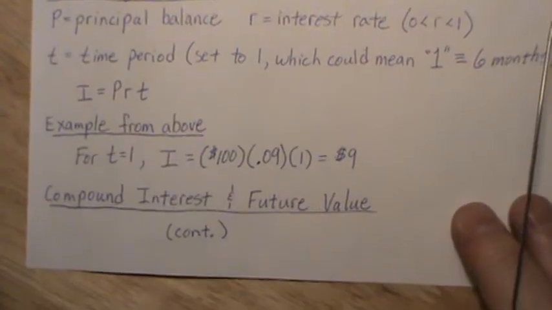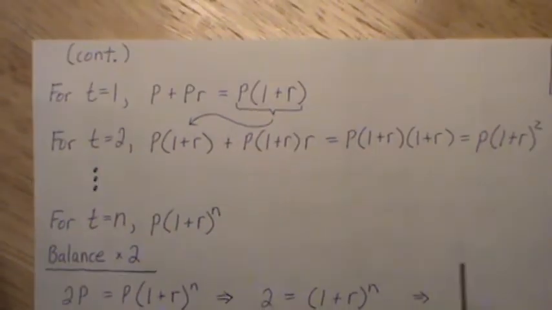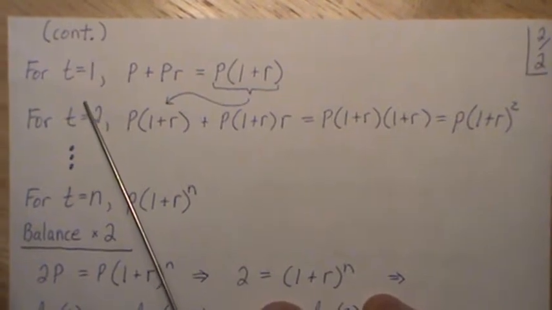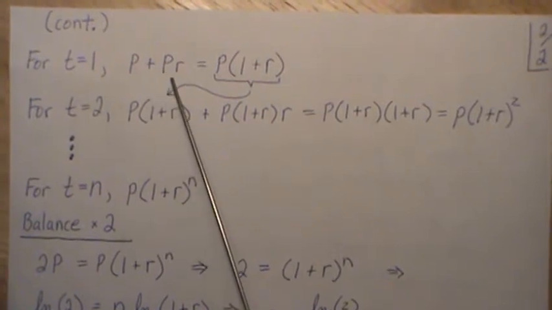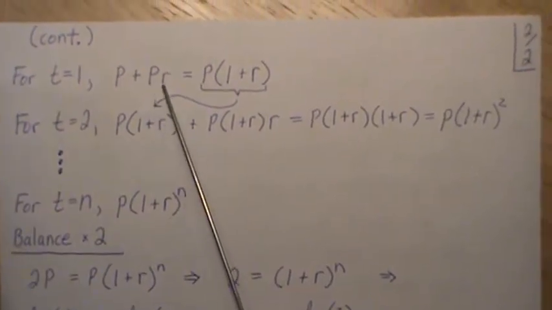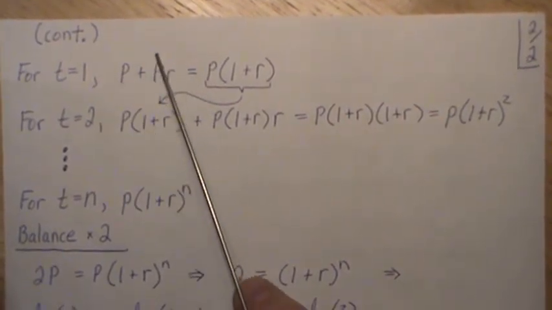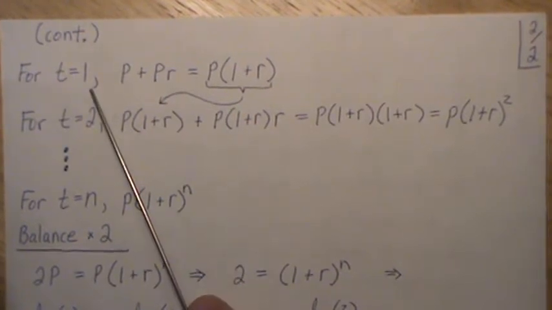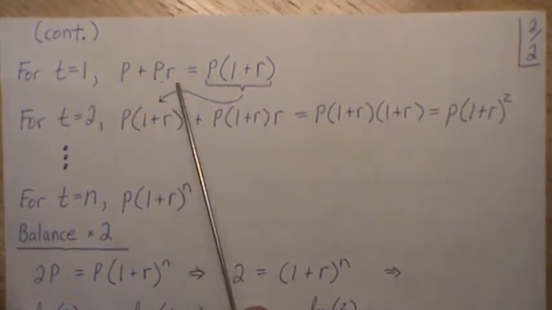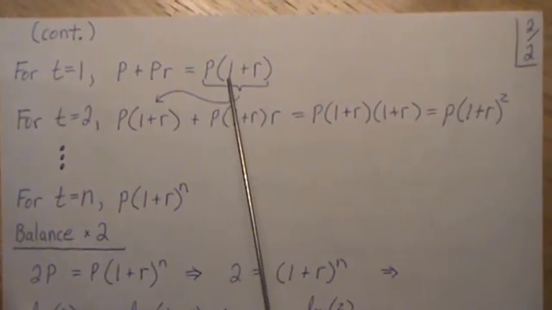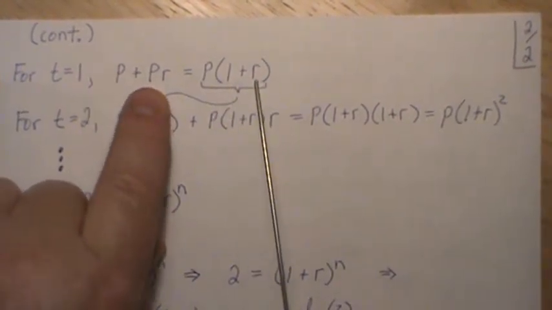Now, compound interest and future value, let's see how that's calculated. As a reminder, T equals 1 is this. We have our principal balance plus whatever interest we made. Remember, the formula is PRT, but we're looking at it over one period, right? So this is our future value after one period. Now, if we factor out a P here, then we're left with P times 1 plus R, right? Because if you multiply that back in, you get this.